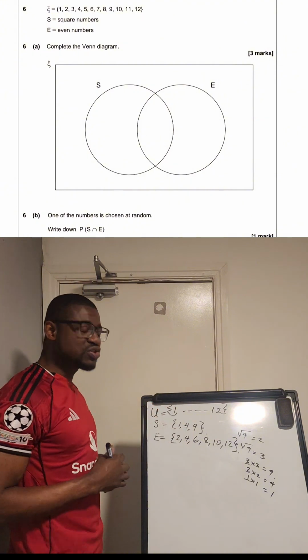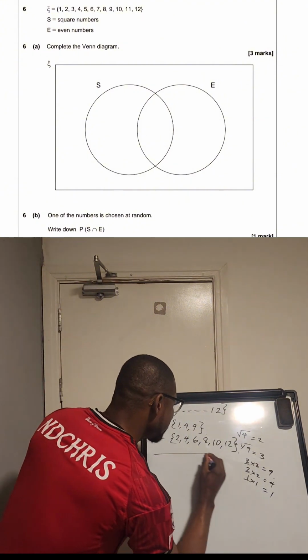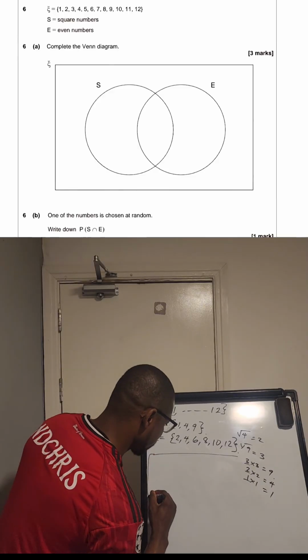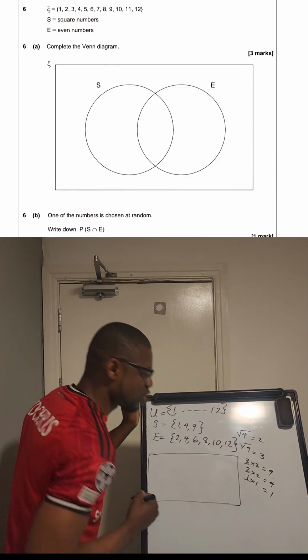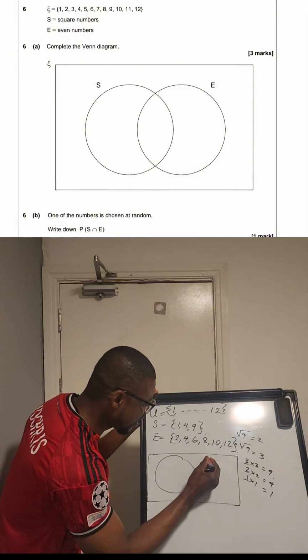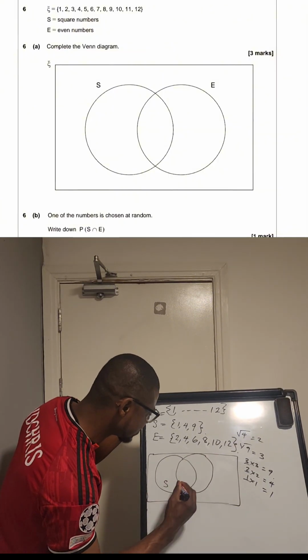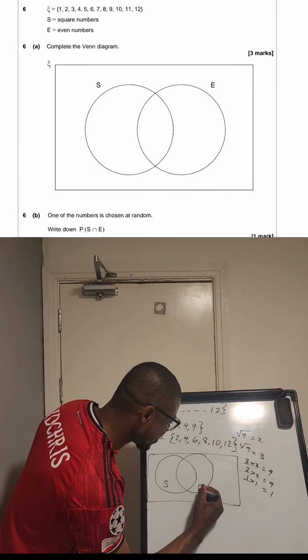Now, we are going to draw the Venn diagram. In the question, you were given a box like this. Here comes a circle here, and there's another one here. So this denotes your set S, and this denotes your set E.